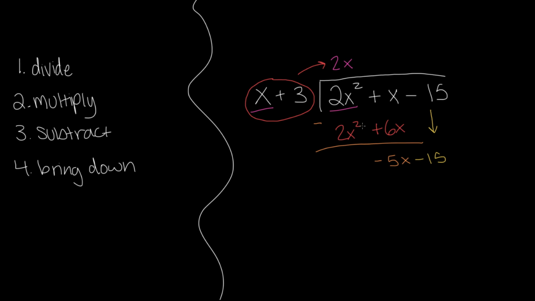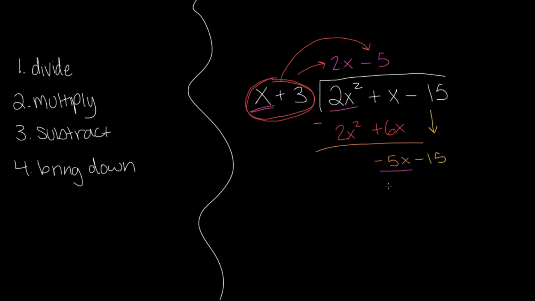Now we repeat the entire process. So first we divide, so how many times would we need to multiply x into negative 5x? So to get negative 5x, we need to multiply it by negative 5. So we've divided. Our next step is, again, multiplying. So the entire thing multiplied by what we just got, which was the minus 5.